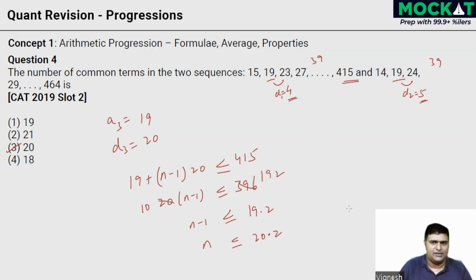If we want to check, let's check my nth term over here. My nth term is going to be 19 plus (n minus 1) into d. If I'm saying 20, 20 minus 1 is 19 into d over here, right? This is coming to 380 plus 19, 399. And if I add another 20 to it, it becomes 419, which is not present in the series. Up to 399 I can go. And therefore, option 3 becomes the answer over here.